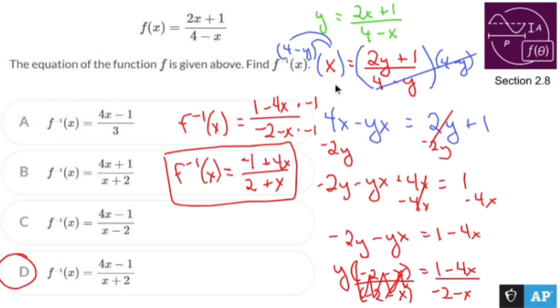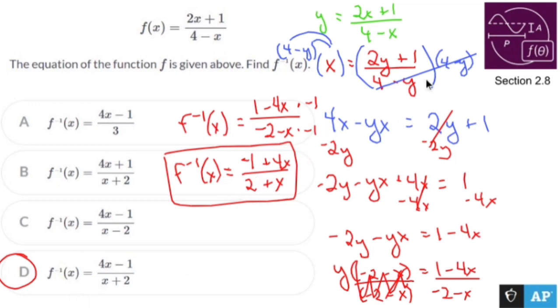So even though I did the problem correctly, and it was kind of a mess, I ended up having to do a little bit of math magic to come up with the answer that I wanted. And even though it's written slightly out of order or not in the order that they want, negative 1, positive 4x, positive x, positive 2, D is my guy.